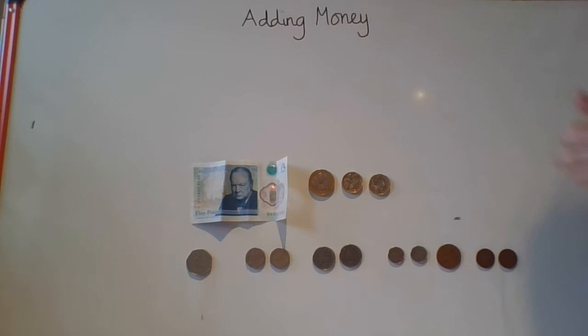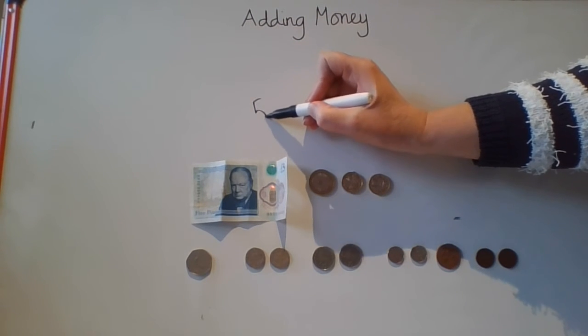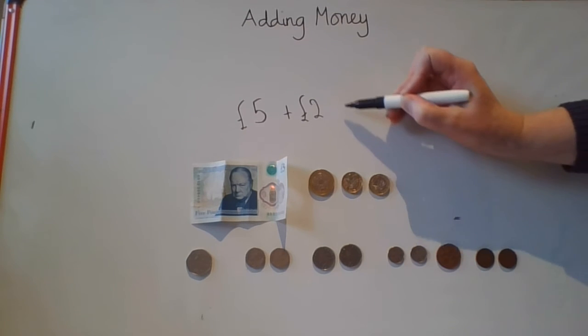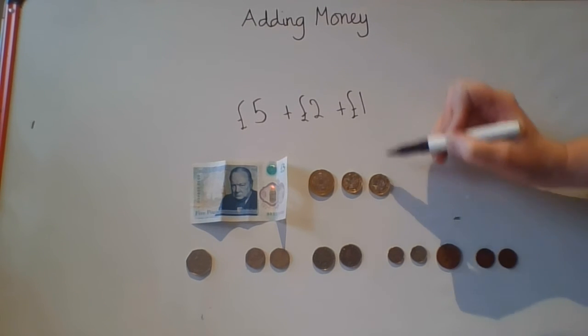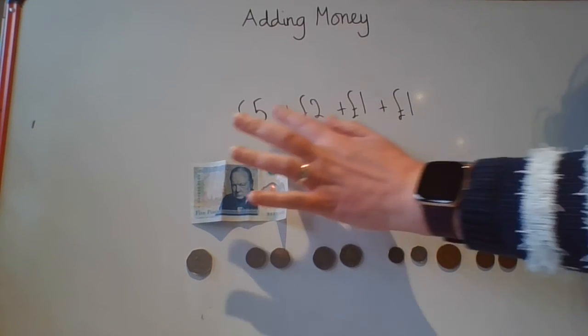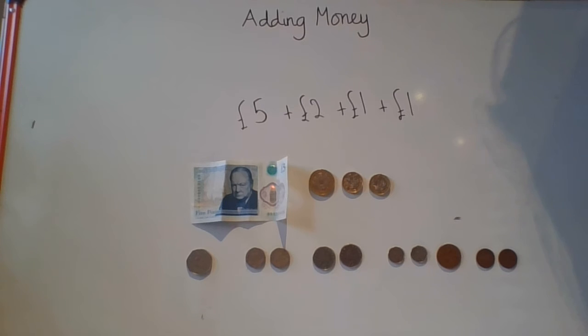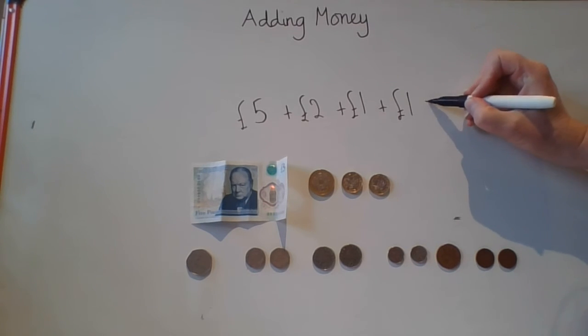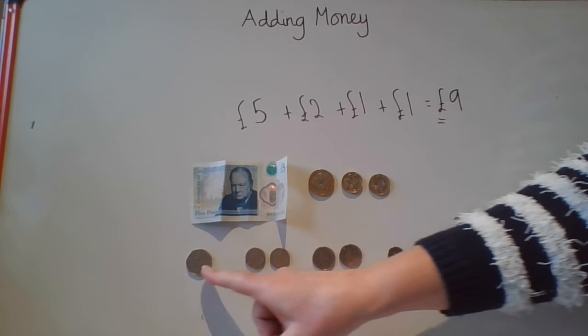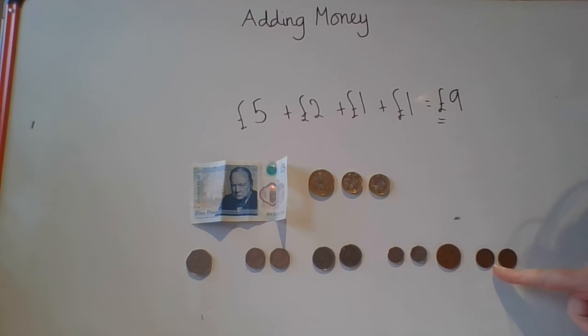So I'm going to add my pounds first. So I have £5, I have £2, I have another £1 and another £1. The only difference between adding £5, £2, £1 and £1 and adding 5, add 2, add 1, add 1 is the fact that we're working in pounds, and we'll show that we're working in pounds. So if we add 5 plus 2 plus 1 plus 1, all together we have £9. And it's important to show this £9 because our next addition is adding our pennies, and we don't want to get confused with our pounds and our pennies.